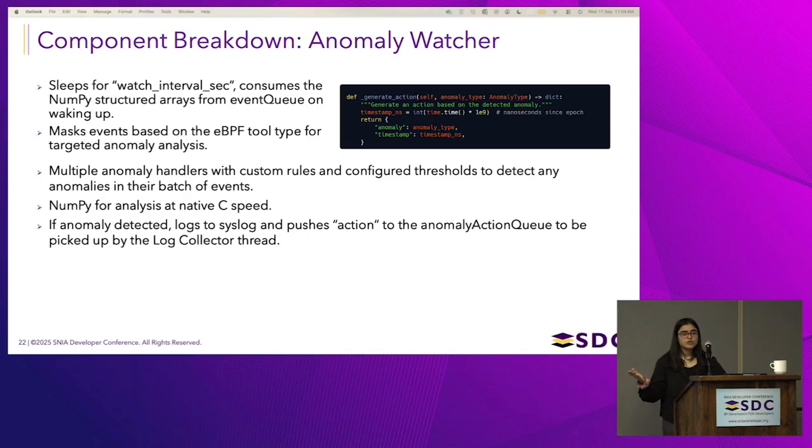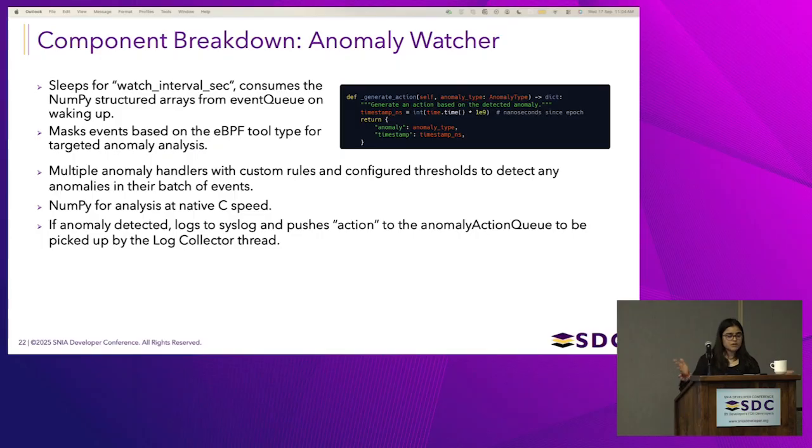Yep, so anomaly watcher is going to sleep for a certain interval, and when it wakes up, it will consume the NumPy structured arrays from the event queue. And it masks the event based on the eBPF tool type. So if you're using NFS slower and SMB slower together, you might want different logic to trigger anomaly analysis, log collection for both of those operations. So you can segregate these out. And this is all just a view of the array, so no copies are happening anywhere.